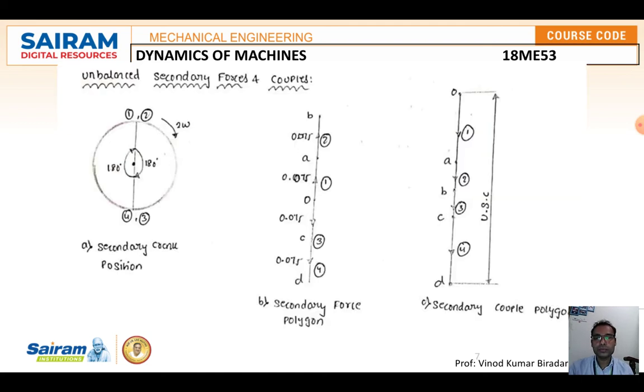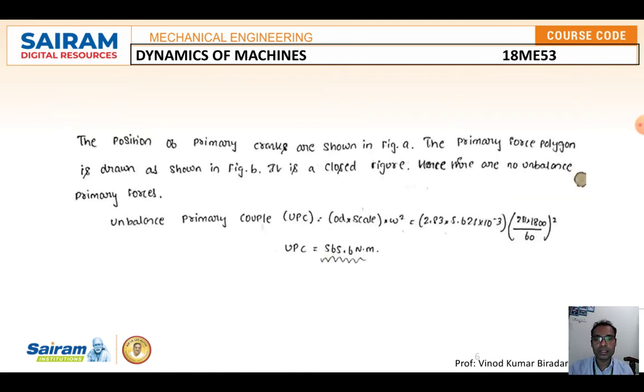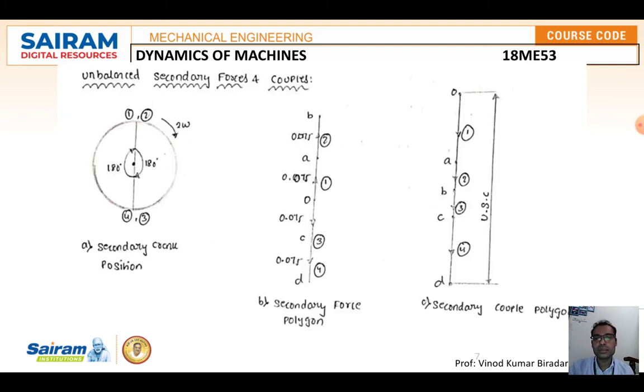Okay, so this is about the unbalanced primary couple polygon and primary force, that is, the couple polygon and force polygon. Similarly, you need to calculate the unbalanced secondary forces and the unbalanced couple. This figure is very simple. Now, figure A shows the secondary crank position, the secondary force polygon and the secondary couple polygon. Let me first explain figure A.